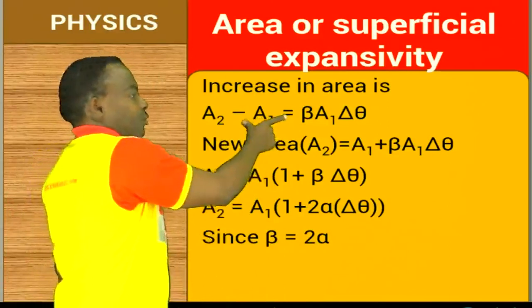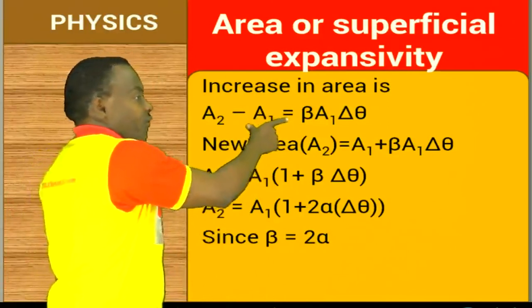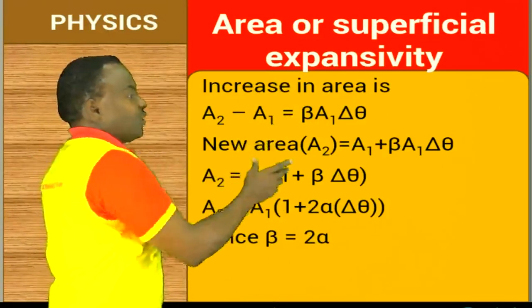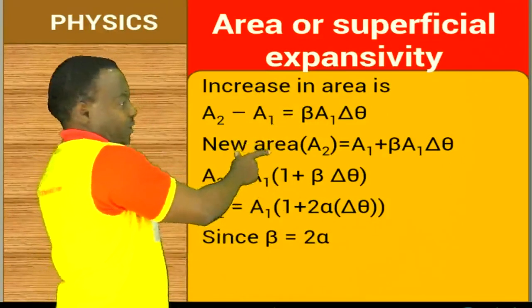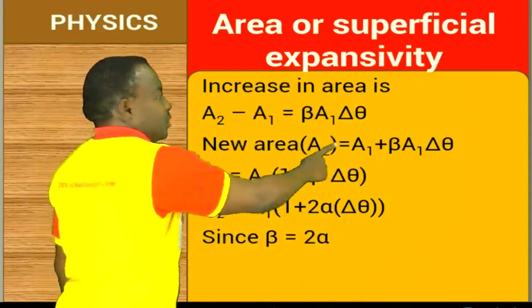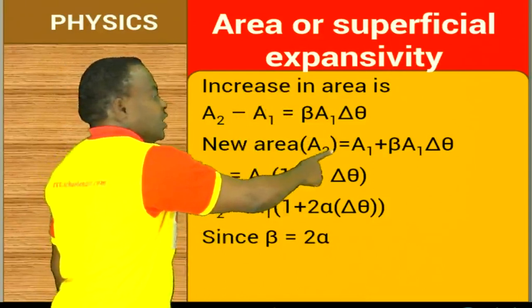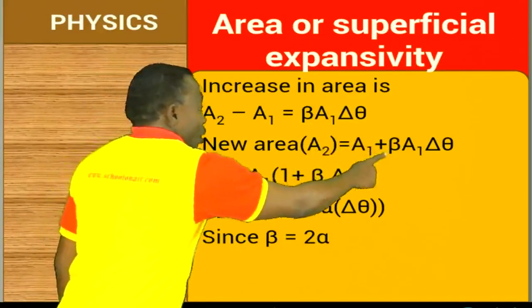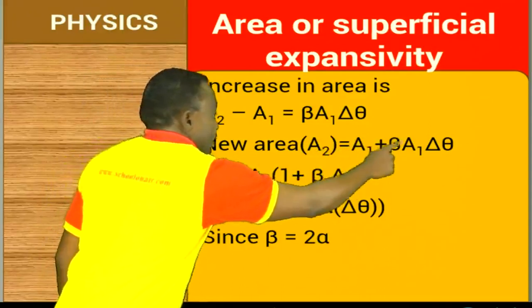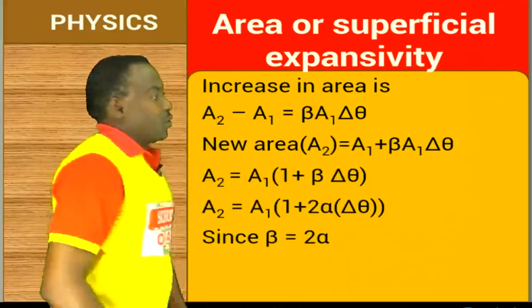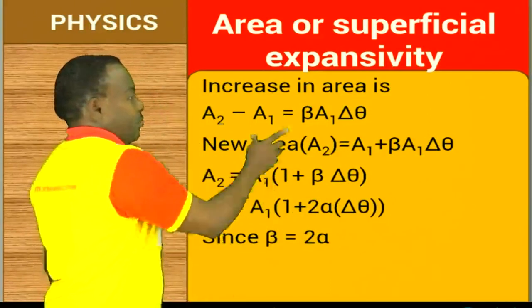So this is the formula for calculating the increase in area of any material when you are talking about area expansivity. But if it is the new area alone we are told to find, not the increase, then you need to use this. In that case, you are talking about A2 alone, which denotes the new area, which is the old area or the initial area plus area expansivity times the old area times change in temperature.